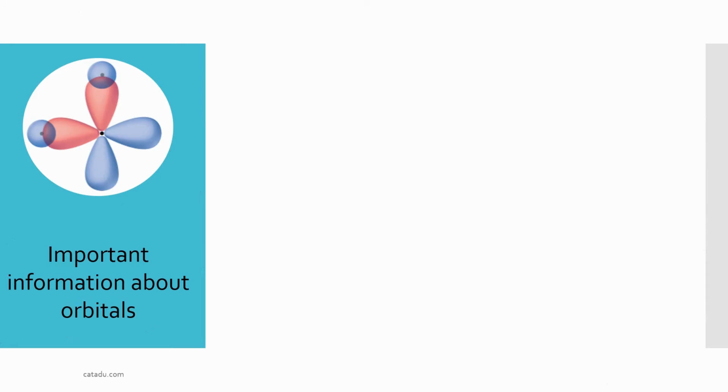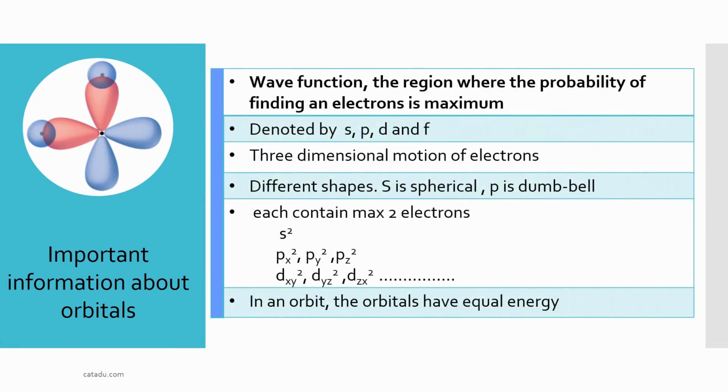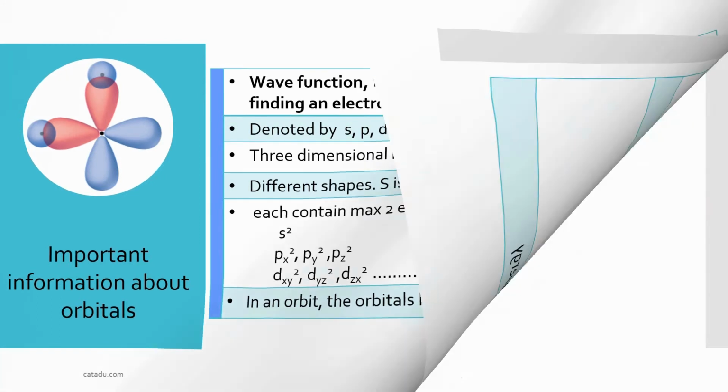Important information about orbitals. Wave function: the region where the probability of finding an electron is maximum, denoted by s, p, d, f. Three-dimensional motion of the electrons. Different shapes: s is spherical, p is dumbbell. Each contains a maximum of 2 electrons: s2, px2, py2, pz2, dxy2, and so on. In an orbit, the orbitals have equal energy.